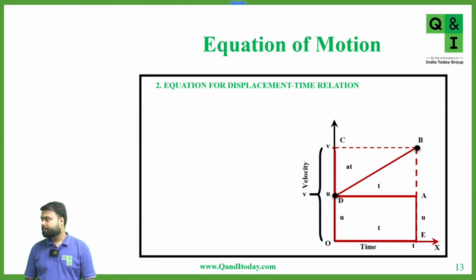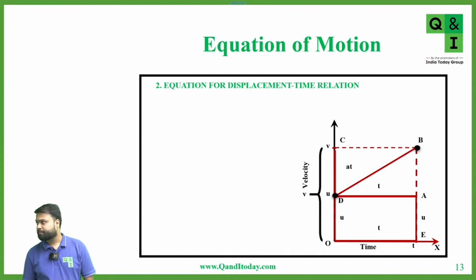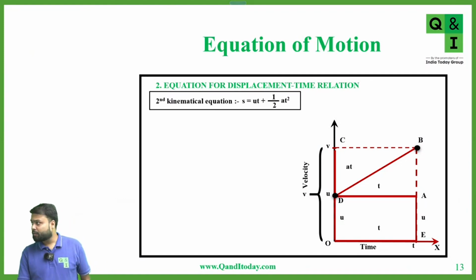Yes, Rudra. V square. Arush, what is this? I think this is v square is equal to u square plus 2as. This is the third equation of motion. I'm asking about s is equal to ut plus half at square. Okay, let's see. We know that the second kinematical equation is s is equal to ut plus half at square.